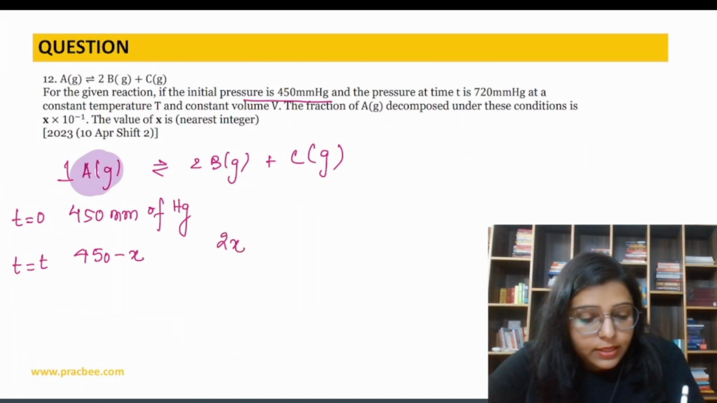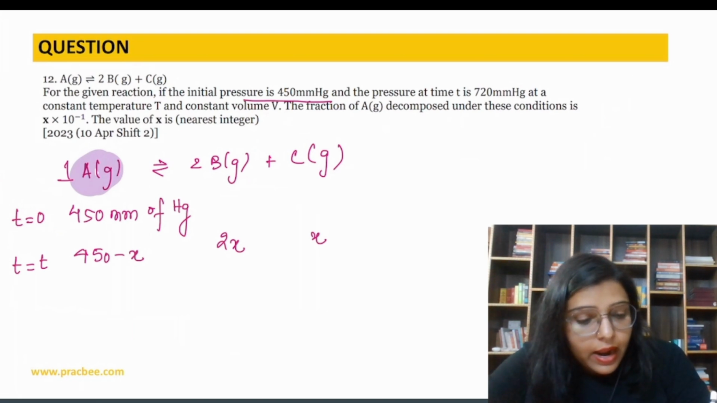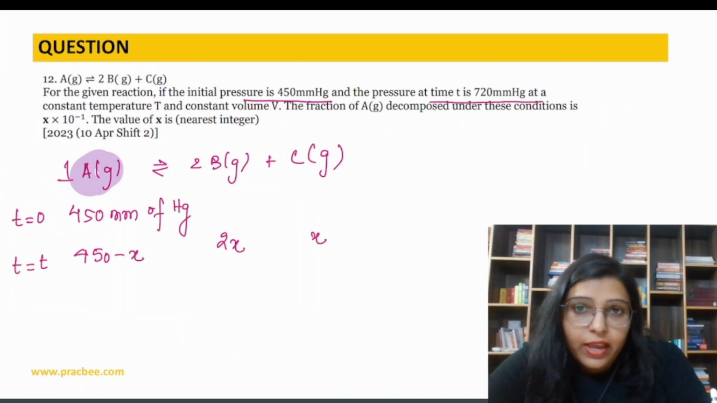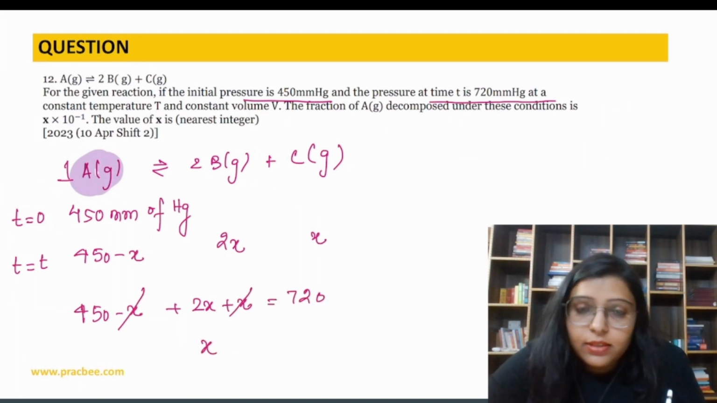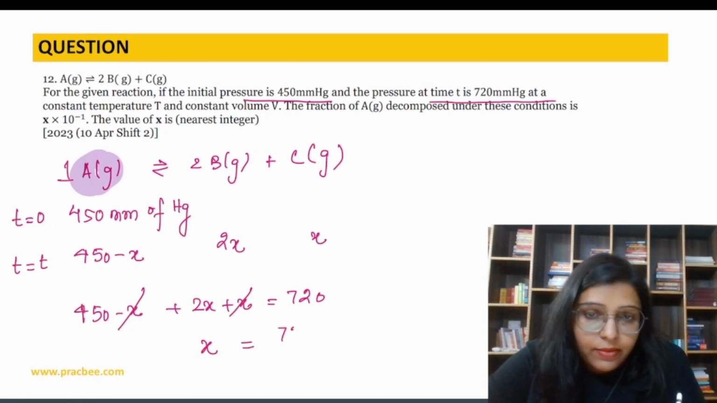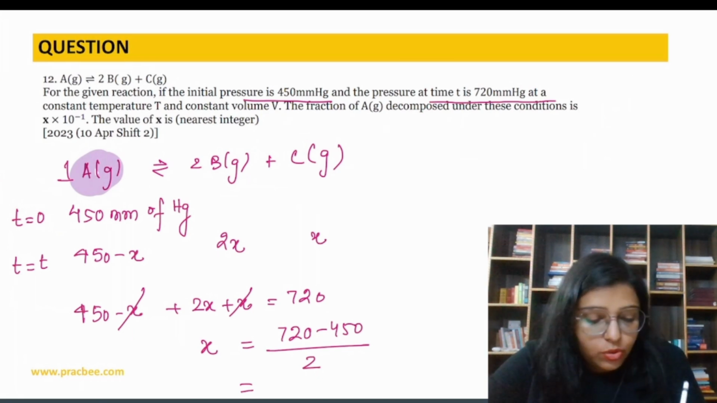Then we have 2x and then x. And the question says the pressure at time t is 720 mm of Hg at constant pressure and constant volume. It means total pressure at time t is 450 minus x plus 2x plus x, which is equal to 720. So we can solve for x. So x is going to be (720 minus 450) divided by 2. And when you solve this, you get x is equal to 135.